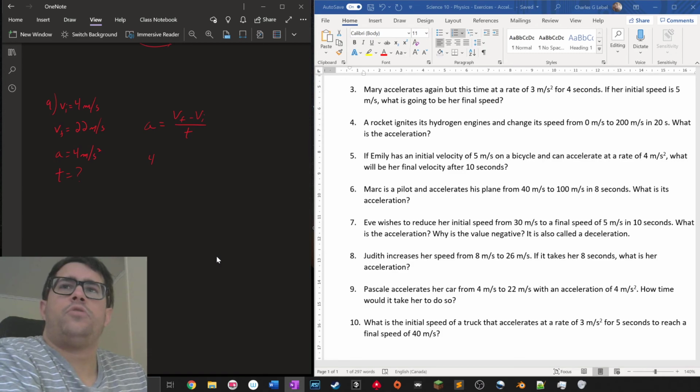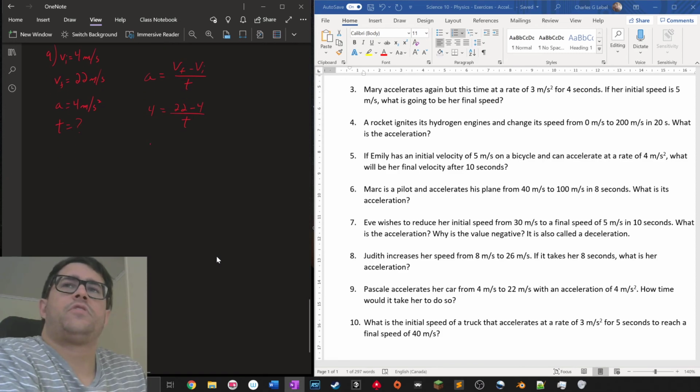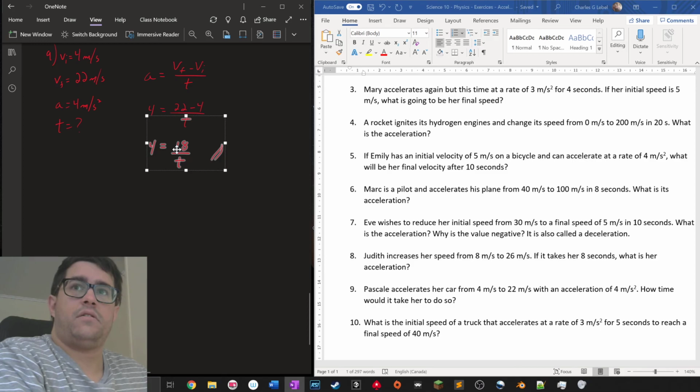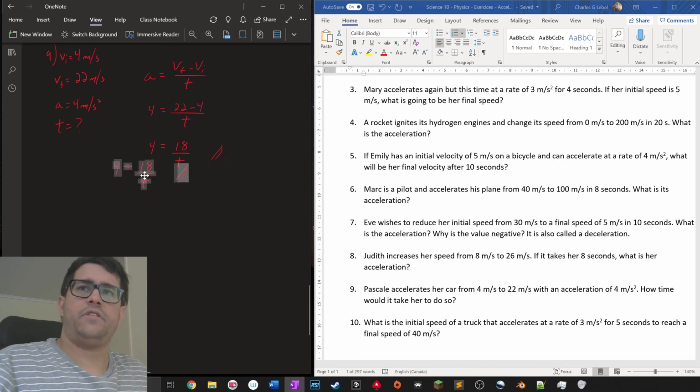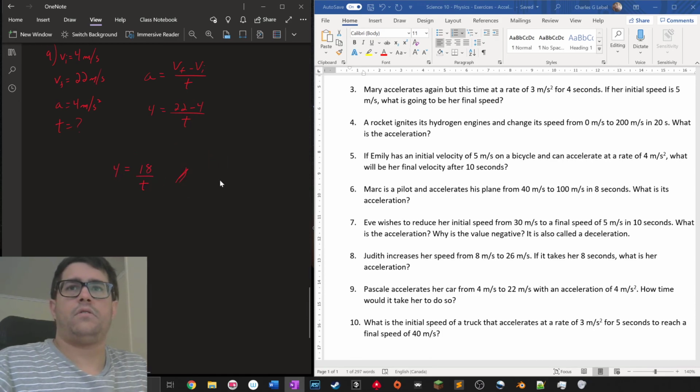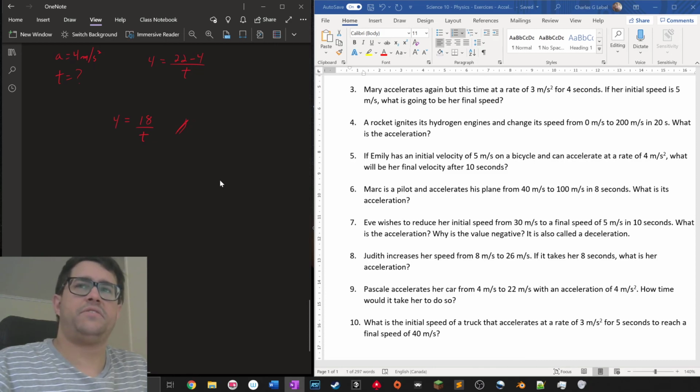4 meters per second squared is equal to 22 minus 4 over t. So 4 is equal to 18 over time. And now what? How do you get rid of the divide by t again? By this time, I hope that you understand that you can't have a t at the bottom of the equation. You have to get it out of there by any means necessary. So instead of divide by t, we're going to times by t. You see how you have to times by t anyway? You're kind of stuck. You have to do algebra.